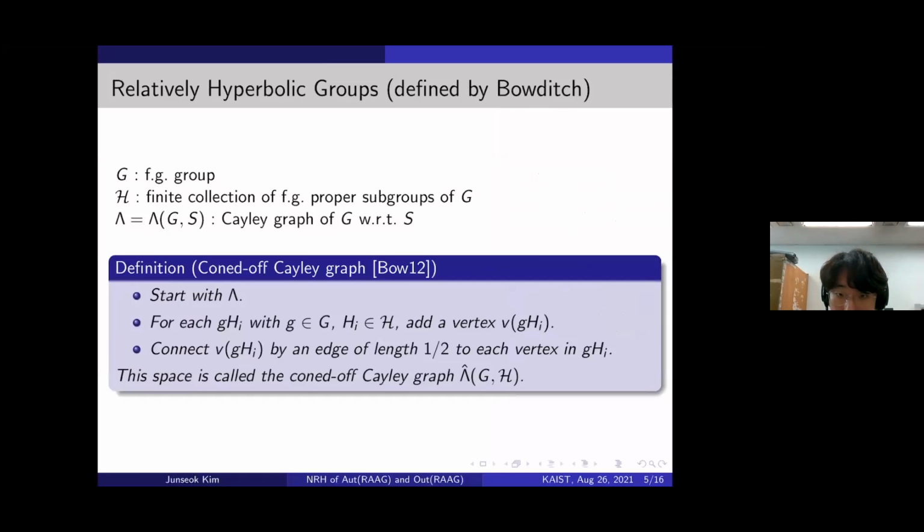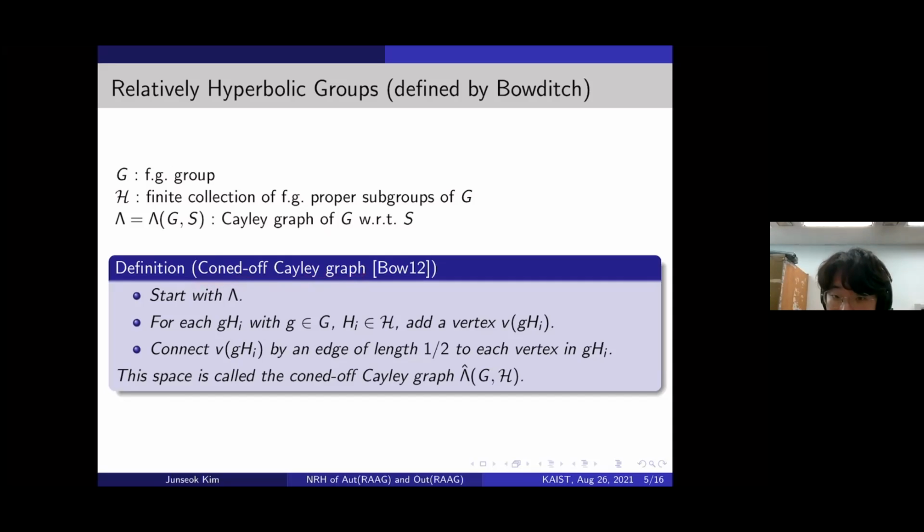Before the answer, let me define the relative hyperbolicity of a group. There are many definitions of relative hyperbolicity, but we only refer to the definition made by Farb. Assume that G is a finitely generated group and H is a finite collection of finitely generated proper subgroups of G. Denote by capital Lambda the Cayley graph of G with respect to S. So now let's define the coned-off Cayley graph first.